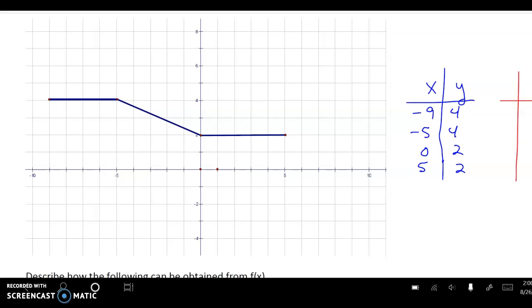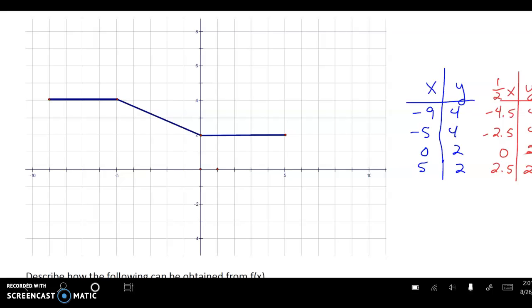t-chart and say to yourself, f of 2x, you're affecting the x. But what are you really doing? You're dividing all the x's by 2. So you're going to take 1/2 times x. The y values, there's nothing that's affecting the y values. So all you have to do is multiply -9 by 1/2. That's -4.5. Multiply -5 times 1/2. That's -2.5. Multiply 0 by 1/2 is 0. And multiply 5 by 1/2, that's 2.5.